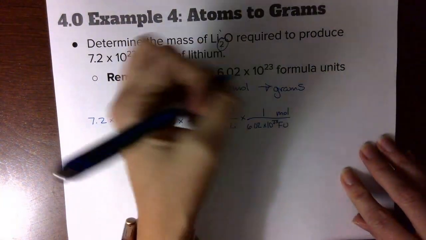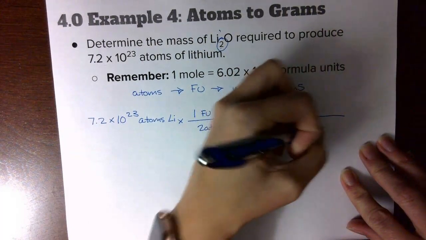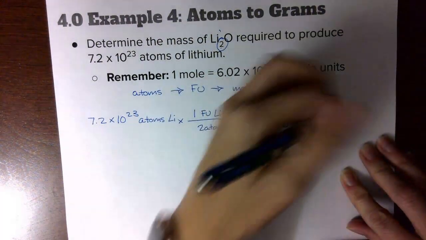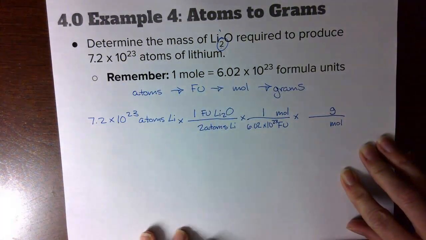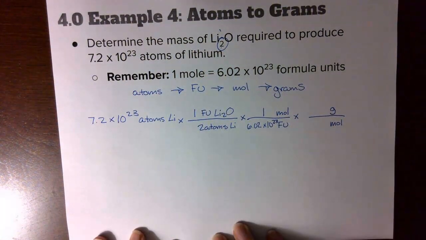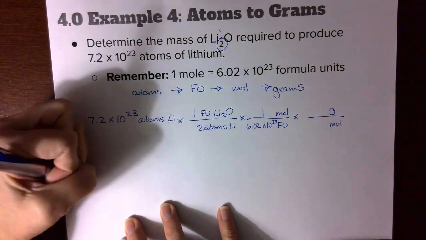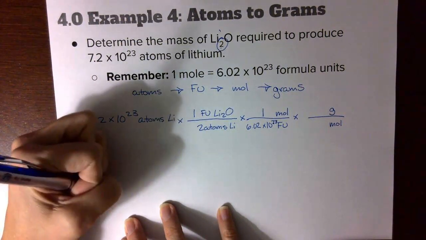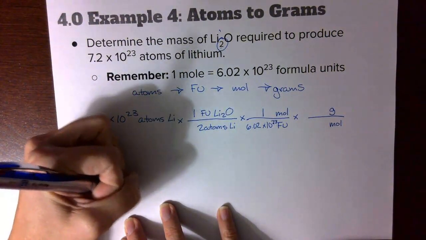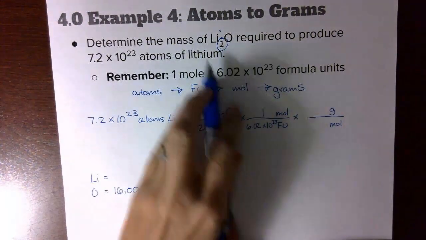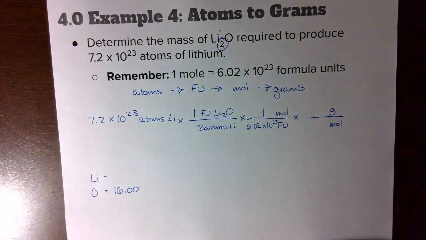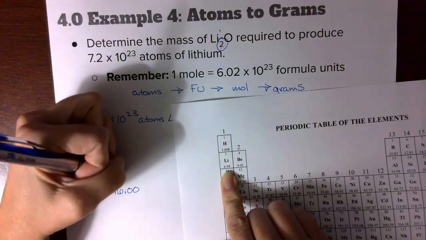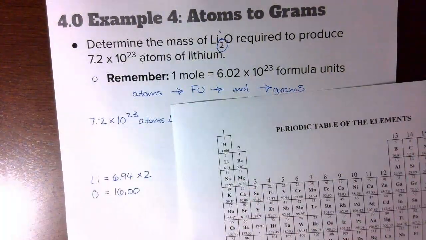So now we're at moles. We need to get rid of moles and go to grams. So we want moles to go away, so moles will go on the bottom. We want to get to grams, so we're going to put that there. So grams and moles tell me I need to come up with a formula mass. So I'm going to go lithium equals and oxygen equals. So I know oxygen is 16, there's only 1 of them, and then we have 2 lithiums in our formula, and then I need to look up lithium. Lithium's mass is 6.94 times 2.